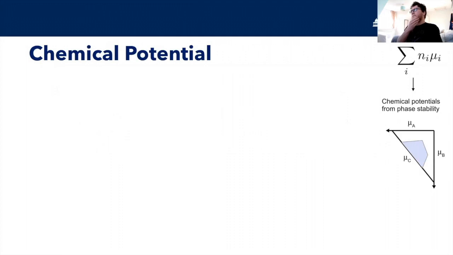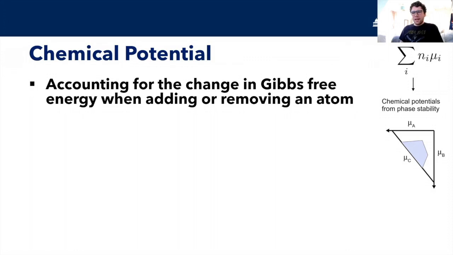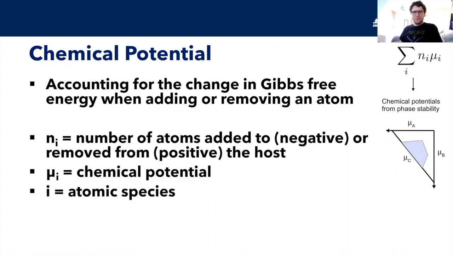The second term is a bit more involved. You have to think about it a bit more, and it is this chemical potential term. What it does is it essentially accounts for the change in Gibbs free energy when adding or removing an atom from your system. So if we look at this equation at the top, n is the number of atoms that you add or remove from the system. n is positive for atoms that are removed from the host, because you are adding these atoms to an external reservoir somewhere else. And n is negative for atoms added to the host, because you are removing them from an external reservoir.